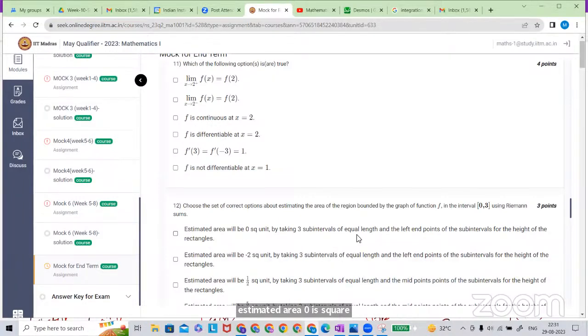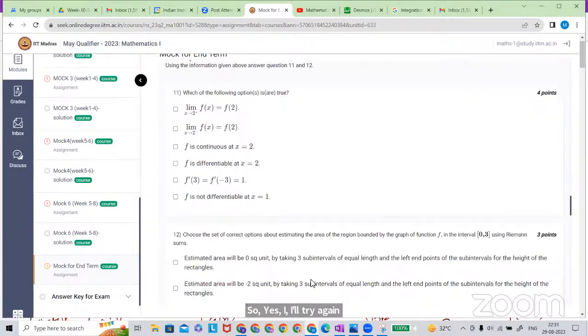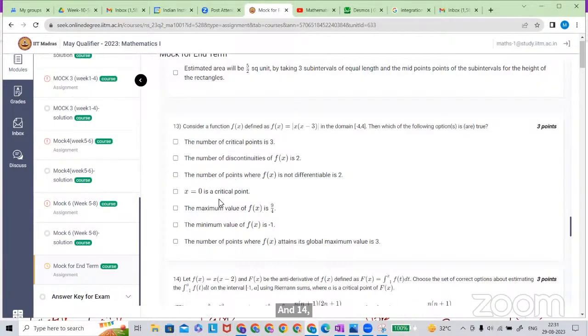Sorry. I did not see the function over there. Sorry, which problem? I did not know it was a continued question, sir. Okay, this one. Yes, sir. I'll try again, sir. Number 12, sir. So I think you missed that. Okay, for which problem is asked? And 14, sir. I did not understand 14 also. So question number 14.